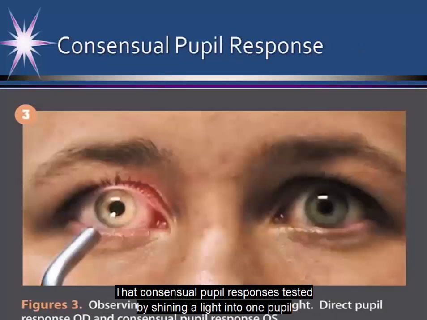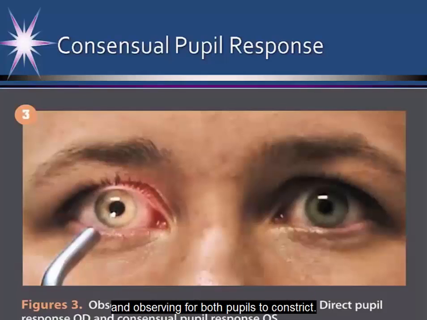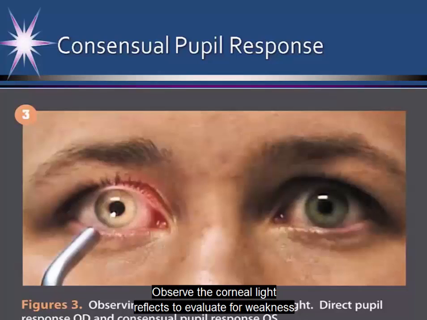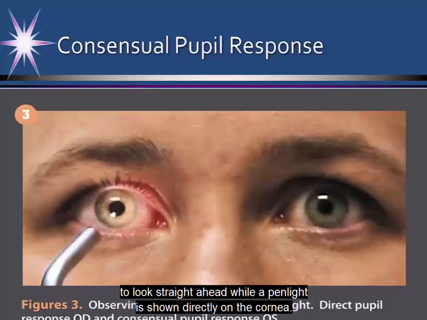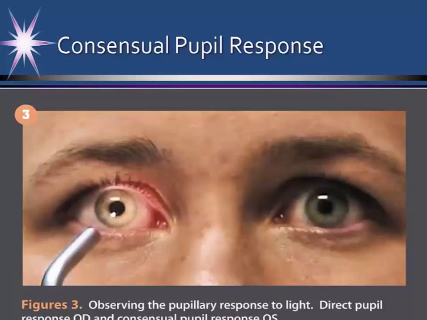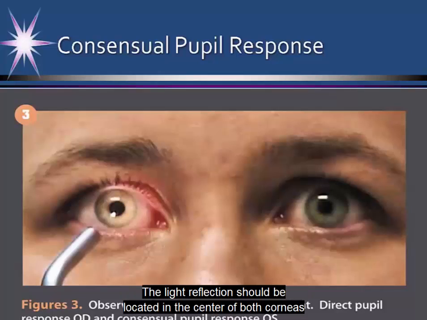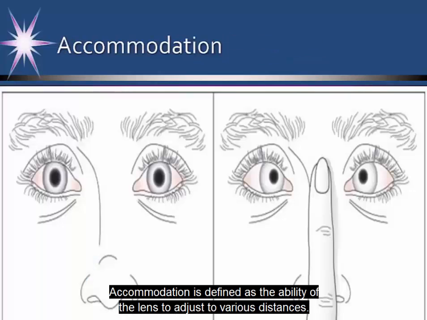The consensual pupil response is tested by shining a light into one pupil and observing for both pupils to constrict. Observe the corneal light reflex to evaluate for weakness or imbalance of the extraocular muscles. In a darkened room, you would ask the patient to look straight ahead while a pen light is shown directly on the cornea. The light reflection should be located in the center of both corneas as the patient faces the light source. Accommodation is defined as the ability of the lens to adjust to various distances.